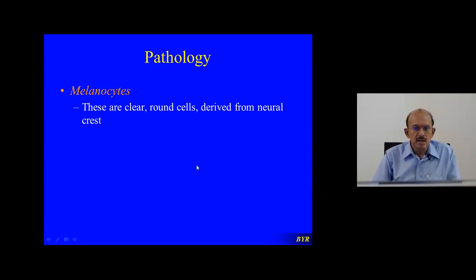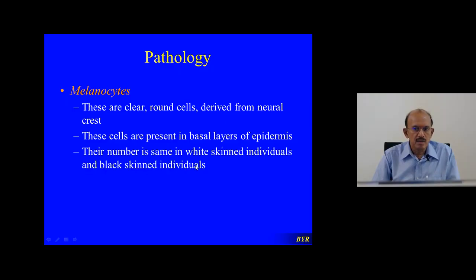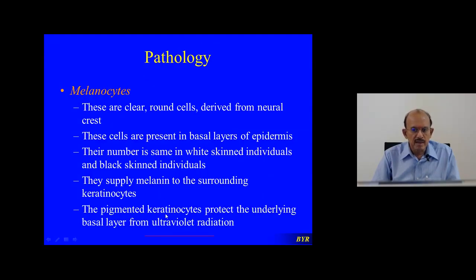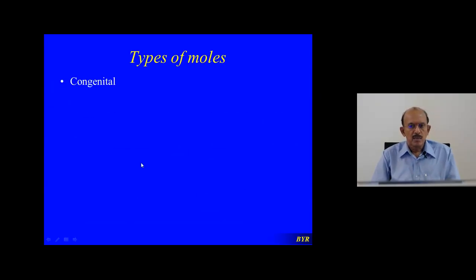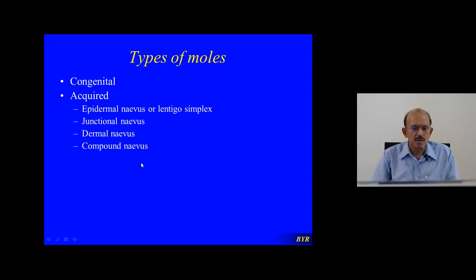Pathology: melanocytes. These are clear, round cells derived from the neural crest. These cells are present in the basal layer of the epidermis. Their number is the same in white-skinned and black-skinned individuals. They supply melanin to the surrounding keratinocytes, and because of this melanin, skin pigmentation occurs. So the pigmented keratinocytes protect the underlying basal layer from ultraviolet radiation. These are the types of moles: congenital and acquired. In the acquired, these are all the types of moles. Of course, we will discuss one after the other.